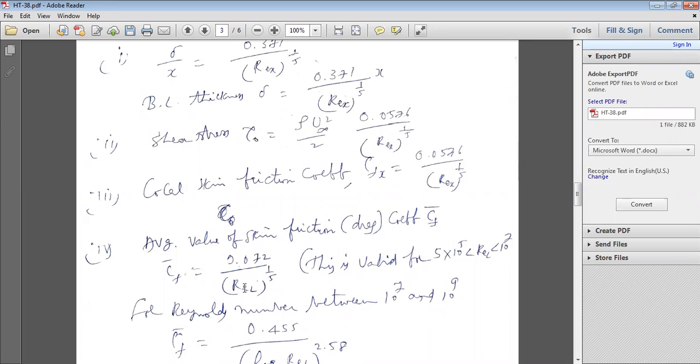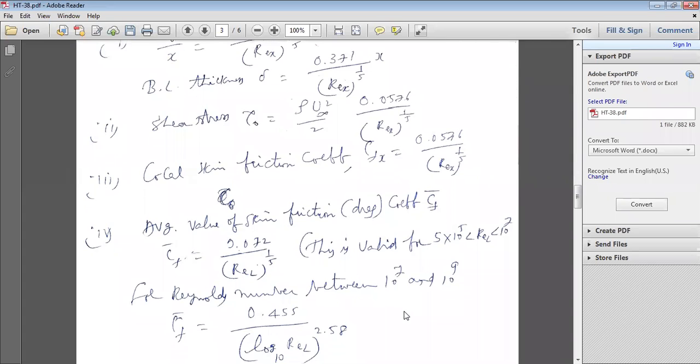So this is ReL instead of Rex, because it is the average value. The average skin friction coefficient Cf bar is equal to 0.072 divided by ReL to the power 1 by 5. This is applicable only when the Reynolds number is in between 5 into 10 power 5 and 10 power 7. If the Reynolds number is in between these, then you can use this formula: Cf bar is equal to 0.072 divided by ReL to the power 1 by 5.